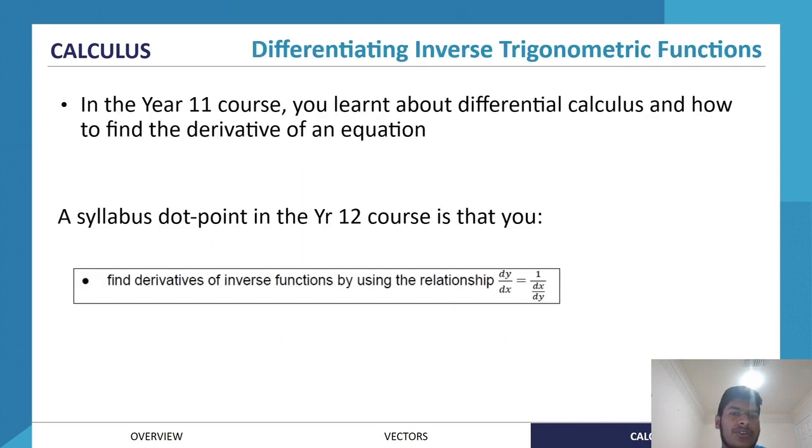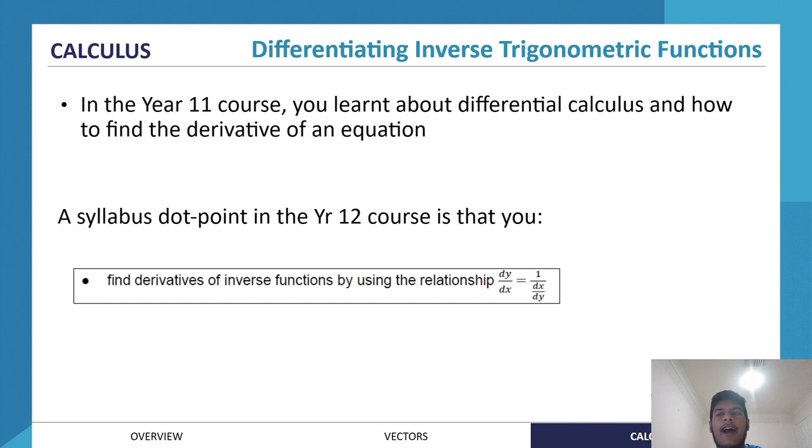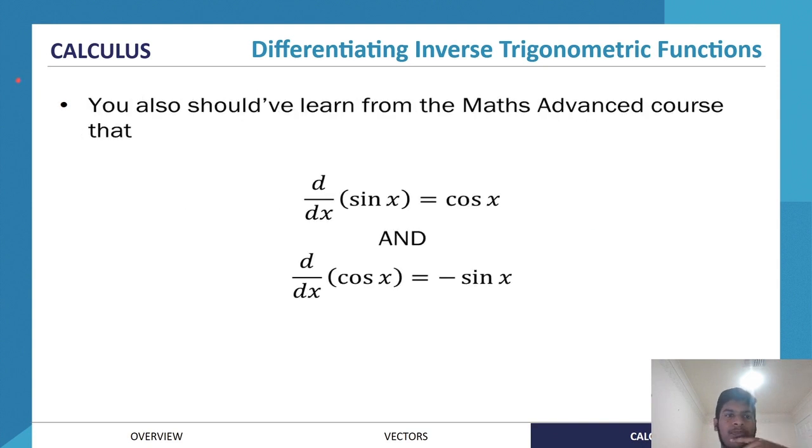So in the Year 11 course, you learned about differential calculus and how to find the derivative of an equation. And the syllabus stop point in the course is to find derivatives of inverse functions by using the relationship dy/dx equals 1 over dx/dy. We can either directly use that relationship or use the chain rule. They're actually quite related. This is pretty much an effect of the chain rule, but we can use that to figure out certain integrals which might not be that easy at first glance.